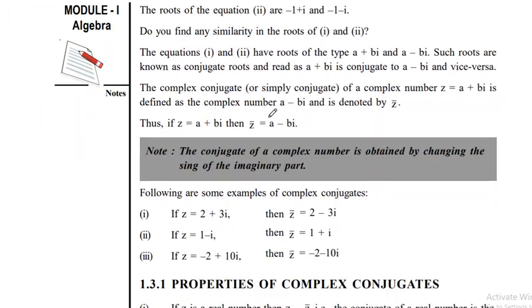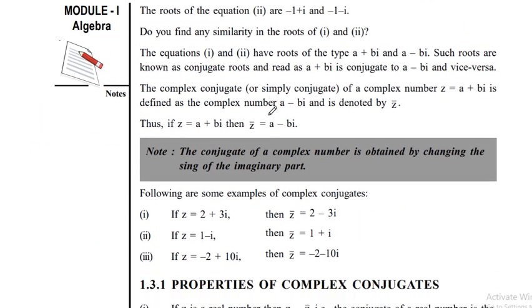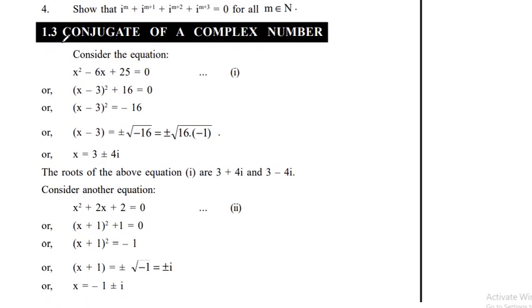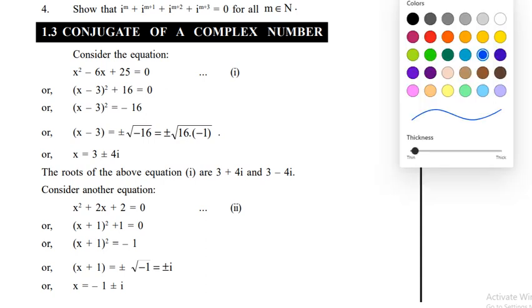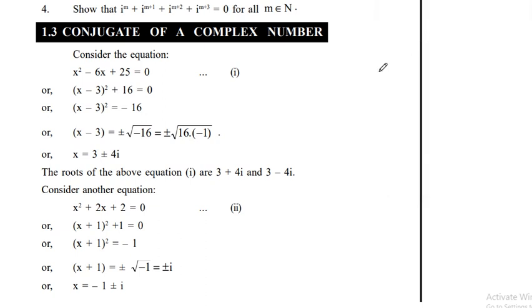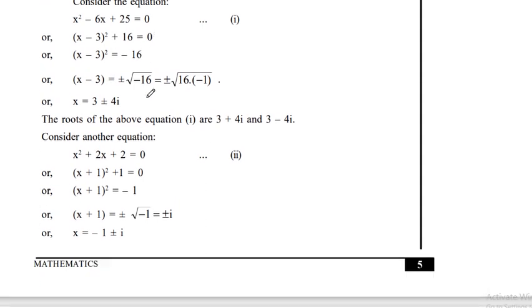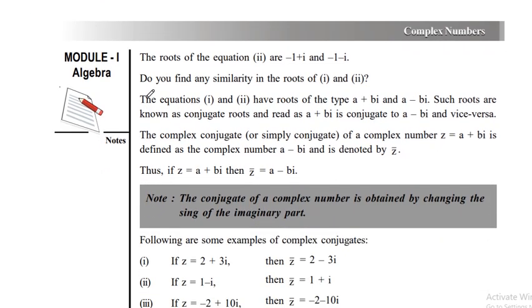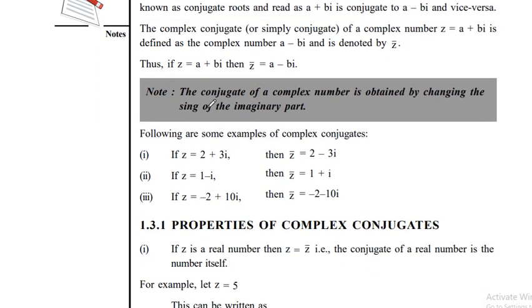After getting this value, another definition is the conjugate of a complex number. What is the conjugate of a complex number? If a complex number is given to you, you just change the sign of iota. That gives you the conjugate. The conjugate of a complex number is obtained by changing the sign of the imaginary part.